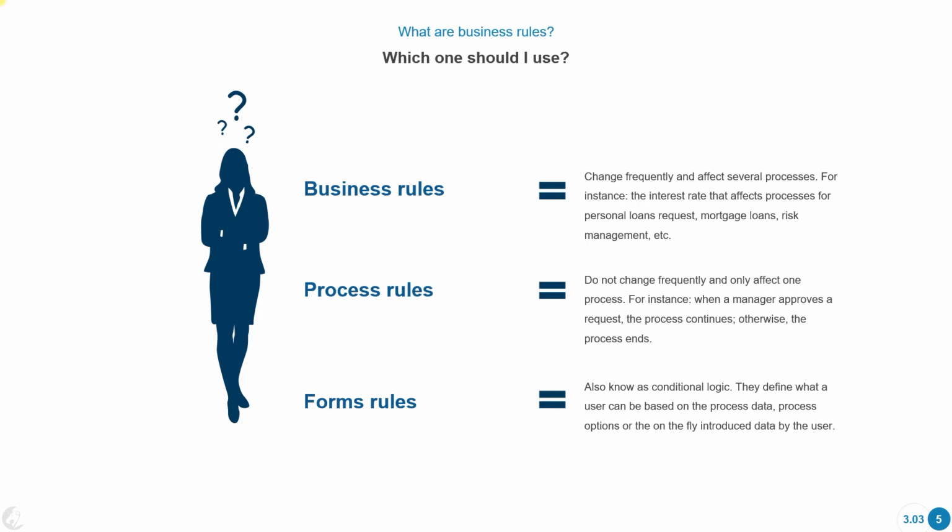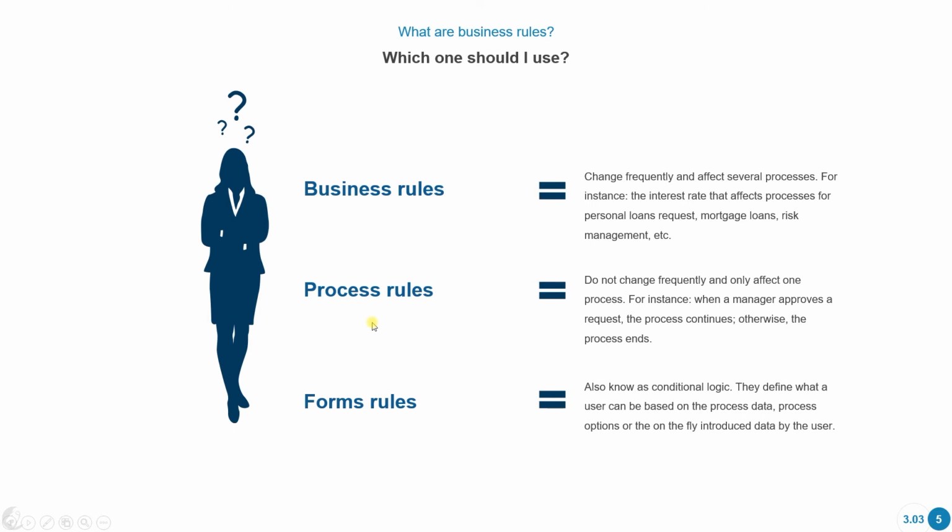So which business rules should we use? If we're talking about things that are changing frequently and they affect several processes, for example, an interest rate that affects a process for personal loans, for mortgages, risk management, etc., then we'd probably want to use a business rule, something that's independent of the class of process, and every time the rule changes, all the processes that are being affected by this rule are going to change the way in which they work.